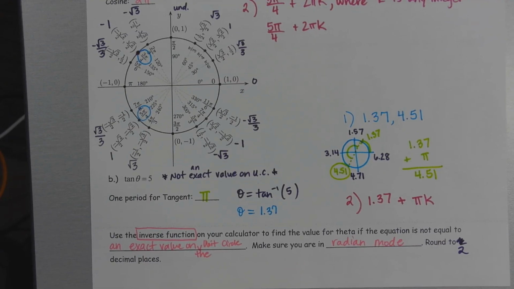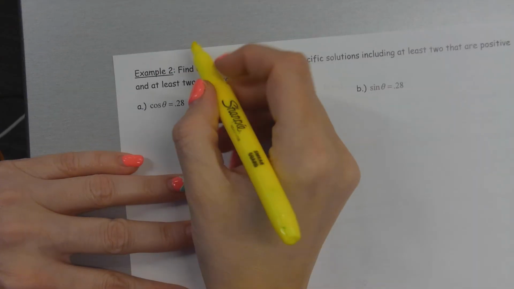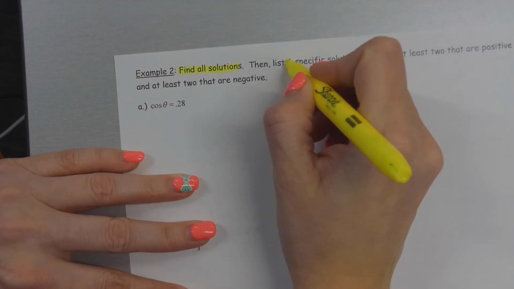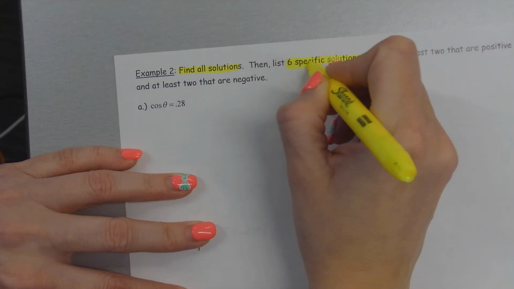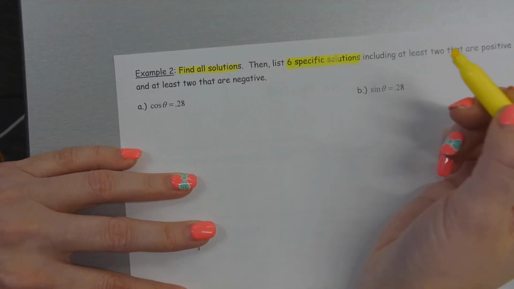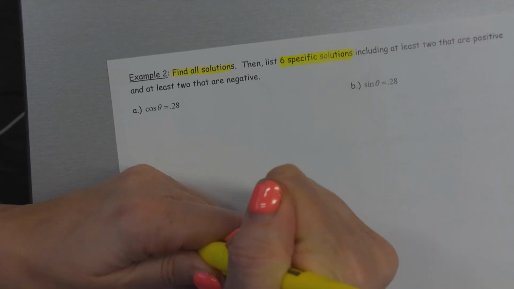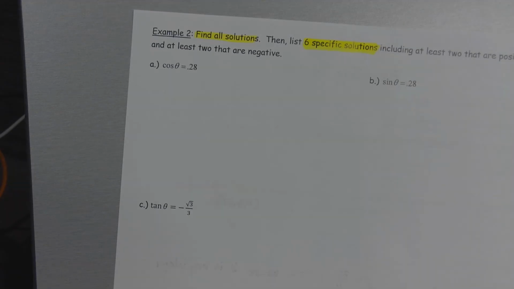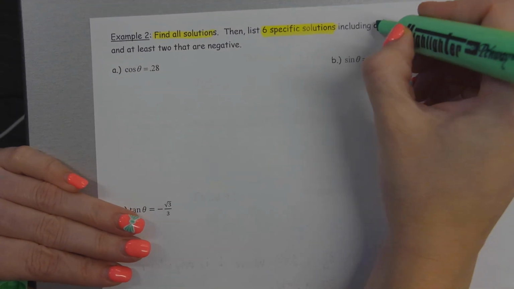All right, you guys ready for the next page? All right, so we are going to find all solutions. Then we are going to list 6 specific solutions, which I would not want to say 5 times fast. 6 specific solutions, including at least 2 that are positive and at least 2 that are negative. So I'm going to help you with that part.